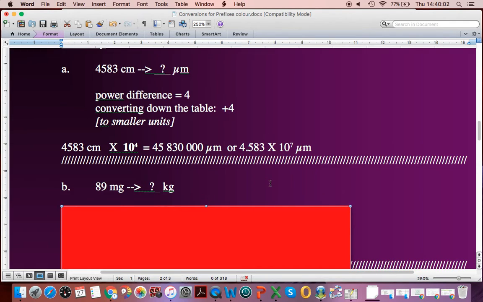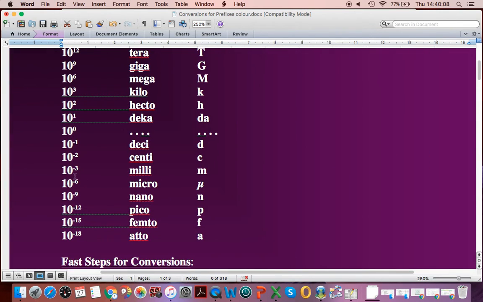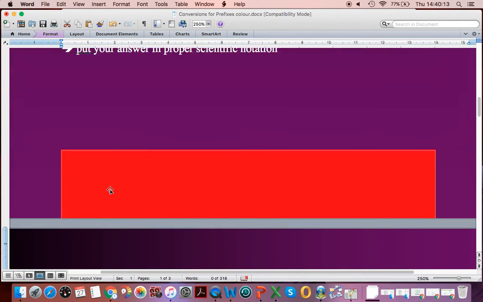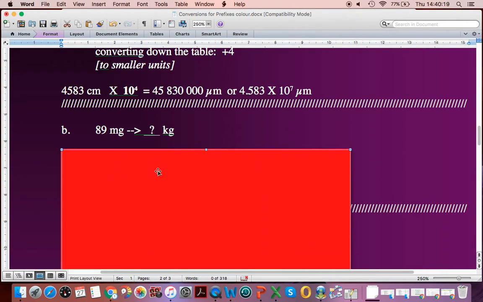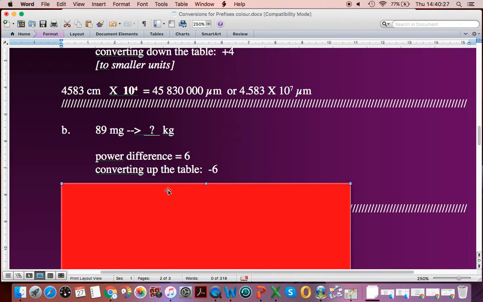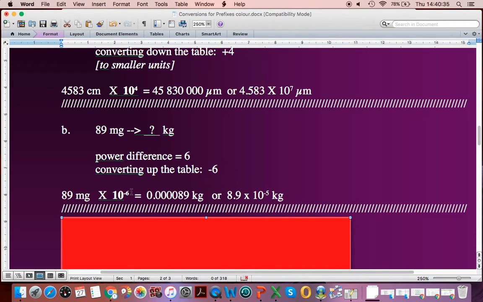Now here I have milligrams to kilograms. So I look at my chart and I say, okay, milli is minus 3, and kilo, hope it was, 10 to the plus 3. So my difference is 6, but this time, because I'm going up the chart, it's a minus 6. So I'm going to write down 89 times 10 to the minus 6, and then put it into proper sig figs. So 89 times 10 to the minus 6 is the same as 8.9 times 10 to the minus 5. If you can do that conversion straight, that's fine.